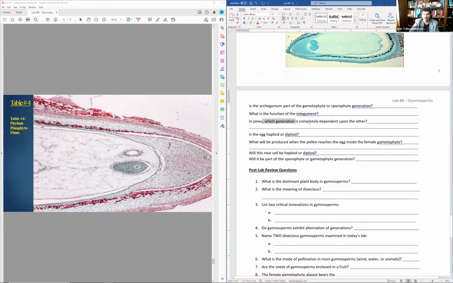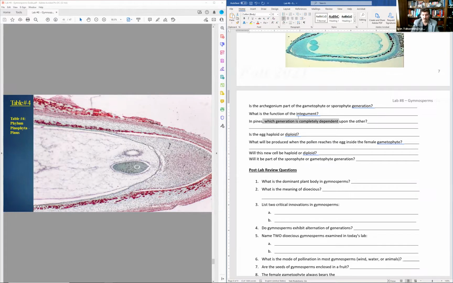In pines, which generation is completely dependent upon the other? The gametophyte generation is located inside of the pine cone, and the pine cone is located on top of the pine branch. So the gametophyte totally depends on the sporophyte generation. Is the egg haploid or diploid? The egg is one of the gametes. They are haploid.